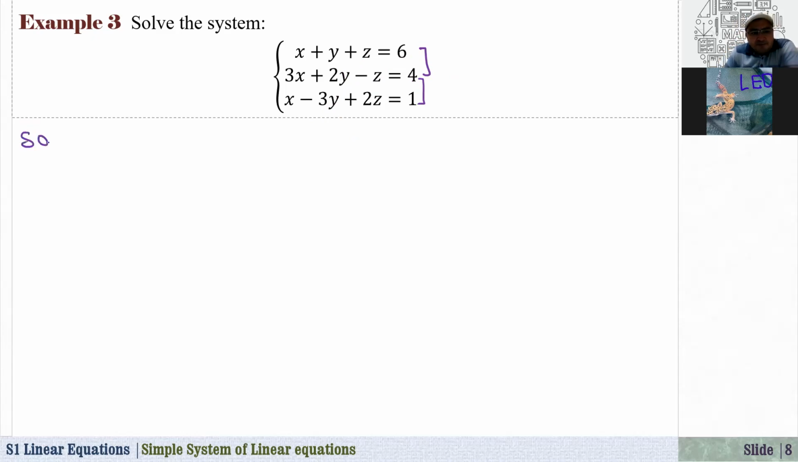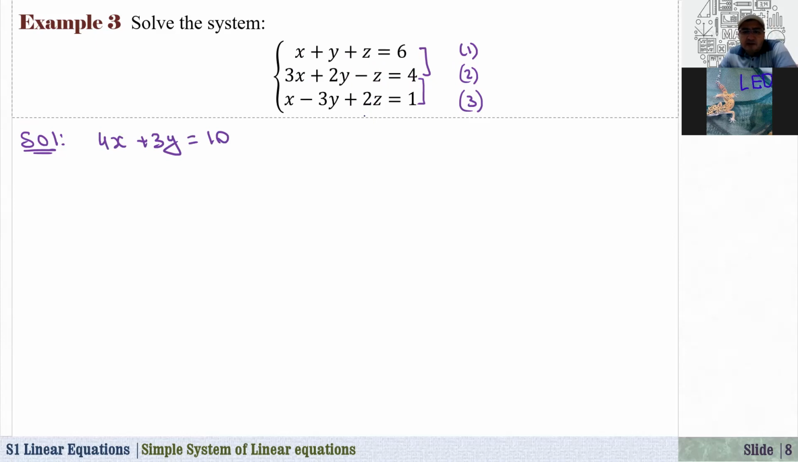So solution. That's our first equation, this is our second equation, and this is our third equation. In the first and second equations, the coefficients of z are 1 and -1. If I just add them together, right, I can eliminate z. So if you add the first equation to the second equation, x plus 3x, that is 4x, and y plus 2y, that is 3y. And z plus -z, that's equal to 0. 6 plus 4, that's equal to 10.